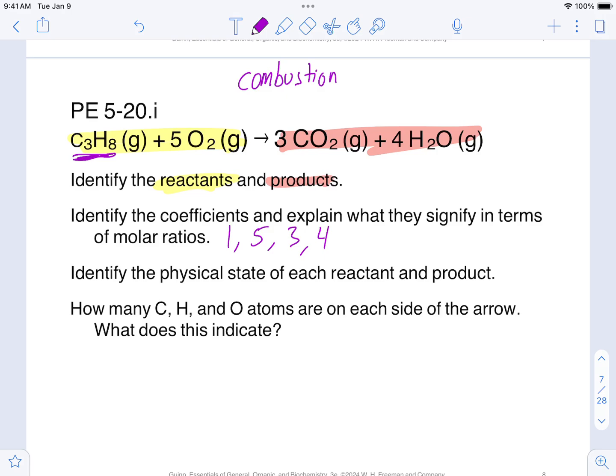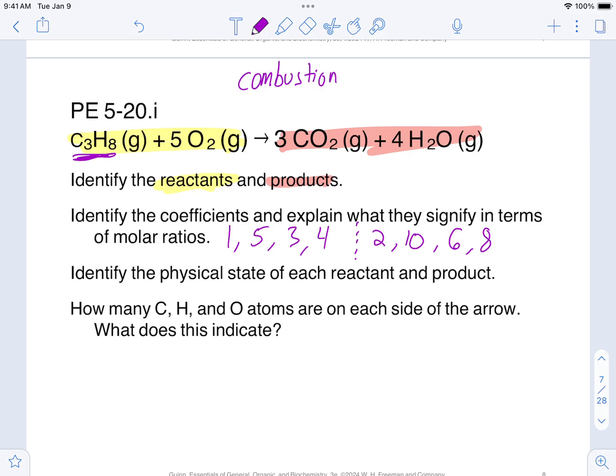If you would multiply this 1 and 5 by 2, so let's pretend, for example, we had 2 moles of propane and 10 moles of oxygen, that 3 and 4 would also be multiplied by 2. So that would be 6 and 8. So that is a direct relationship there.